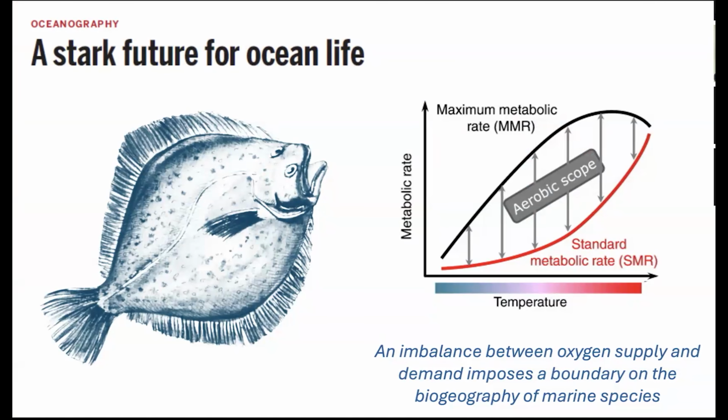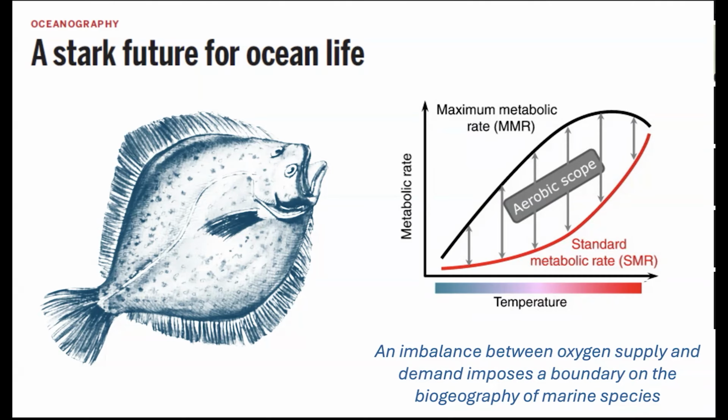There are a lot of stark predictions, including mass extinctions, and these are more and more based on interpretations of metabolic traits. This imbalance between oxygen supply and demand is thought to impose a boundary on the biogeography of marine species. So as oxygen drops and temperatures increase, those boundaries are compressed.